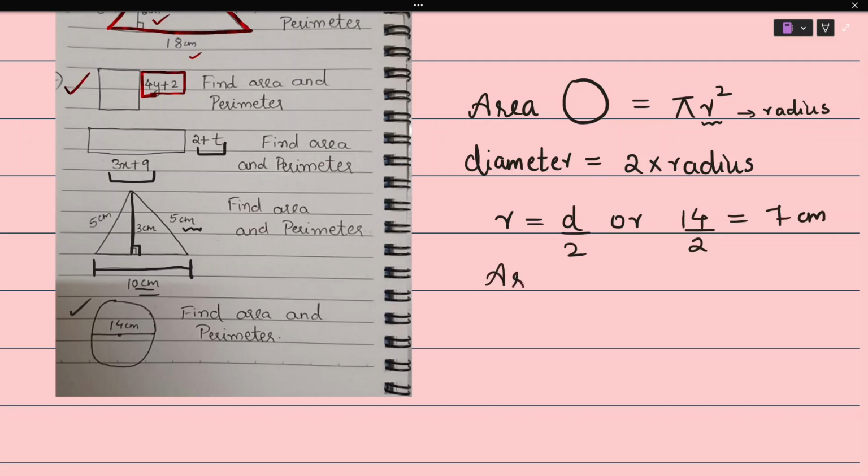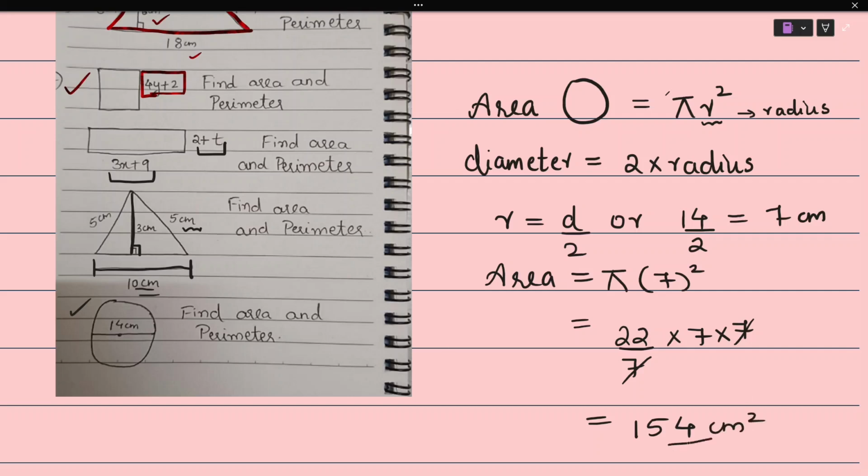Now we have to substitute this 7 in this equation, that is pi r square. So area will be pi r square. Instead of r we can write 7. So we can write 22 by 7 into 7 square, that means 7 multiplied 2 times. We can cancel one 7 and the final answer will be 154. Since it is given in centimeter, we are going to write it as centimeter square. So this will be the area of the circle of diameter 14.